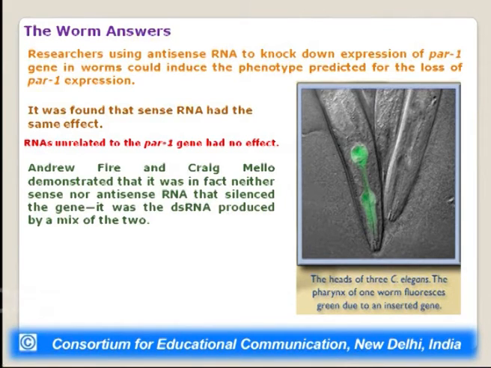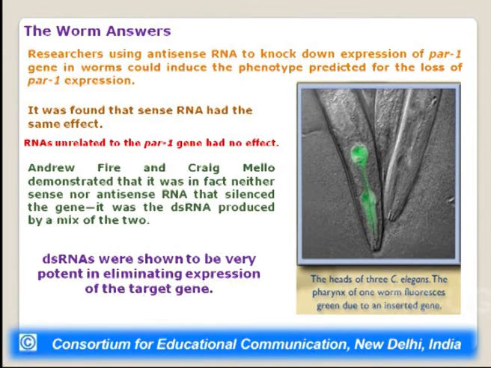So, the antisense RNA and the sense RNA setups had produced a similar effect. These double-stranded RNAs were shown to be very potent in eliminating the expression of the target gene. Later on, a lot of experiments were done to confirm and verify that these double-stranded RNA molecules can inhibit the gene expression of their complementary RNA.